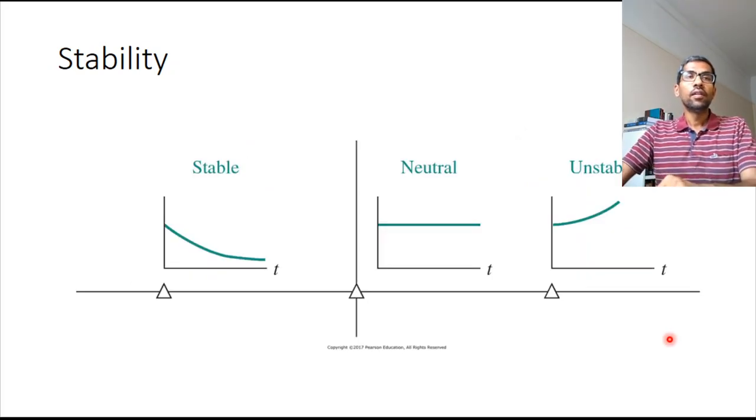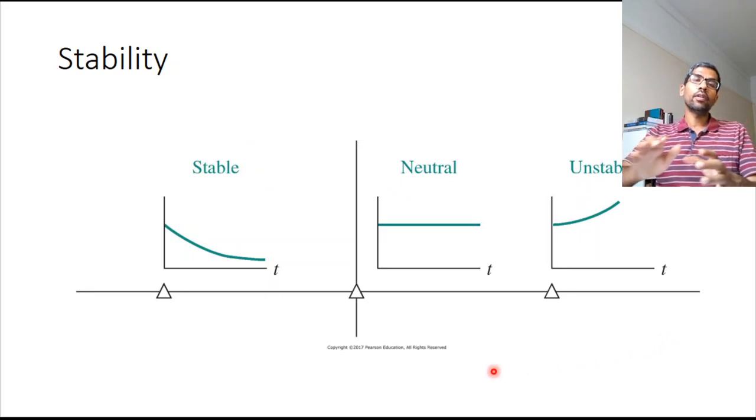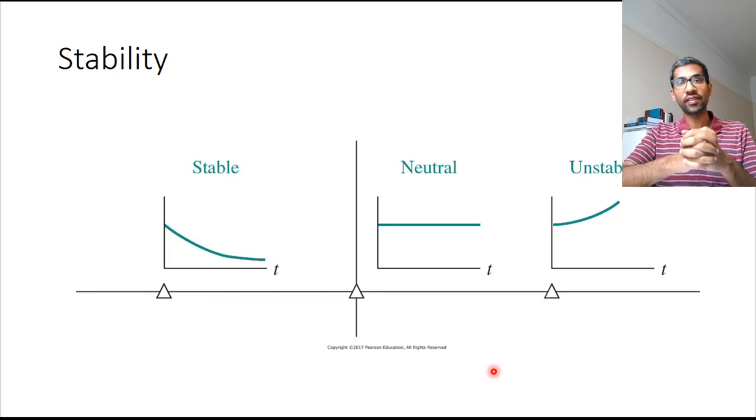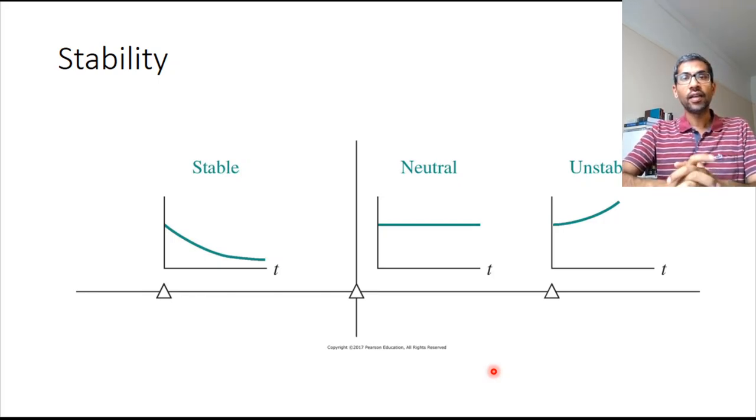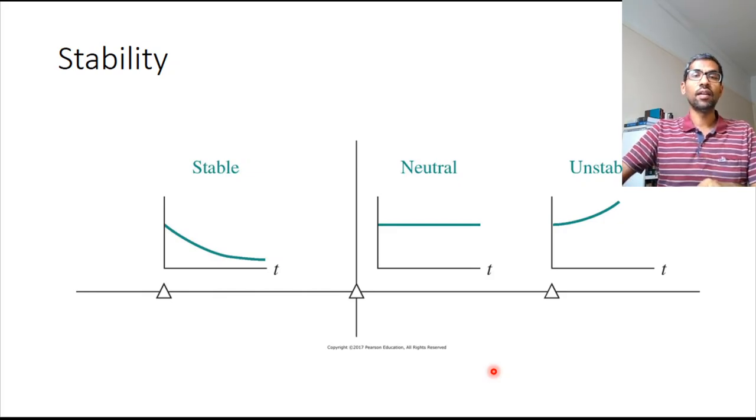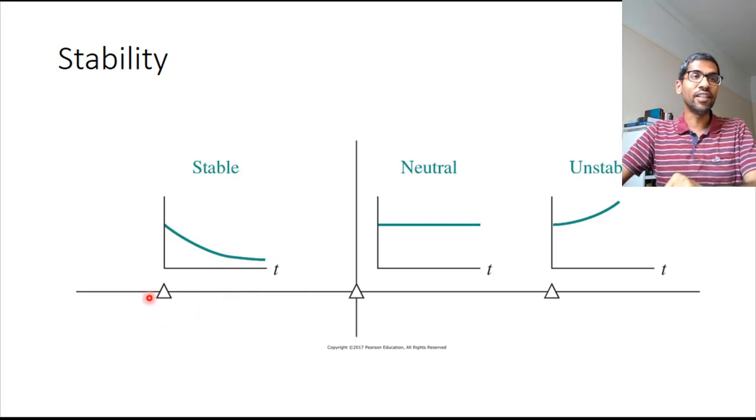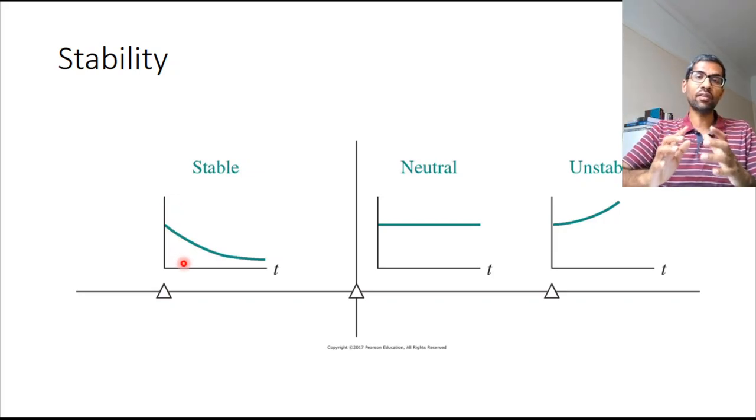So the necessary and sufficient condition for the stability of a system is that all the poles of that system lie on the negative real axis. So the real part of the poles are negative. It need not be on the negative real axis, it could be imaginary as well, but the real part of the poles should always be negative.